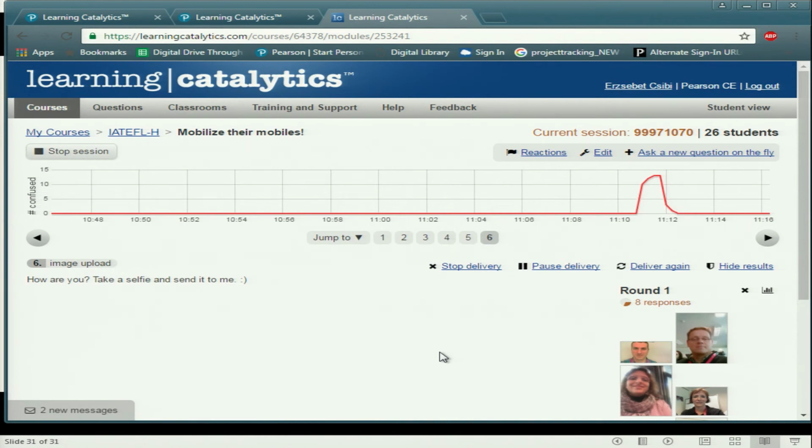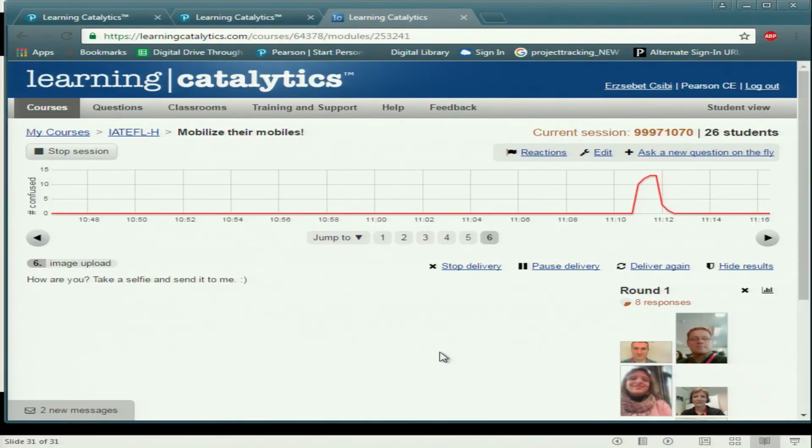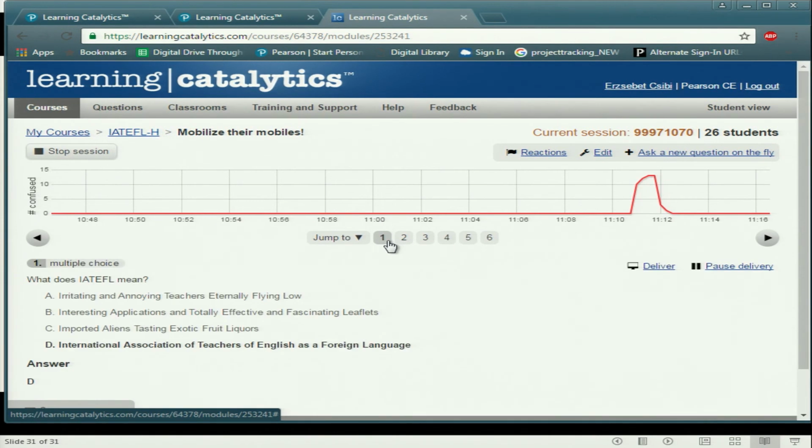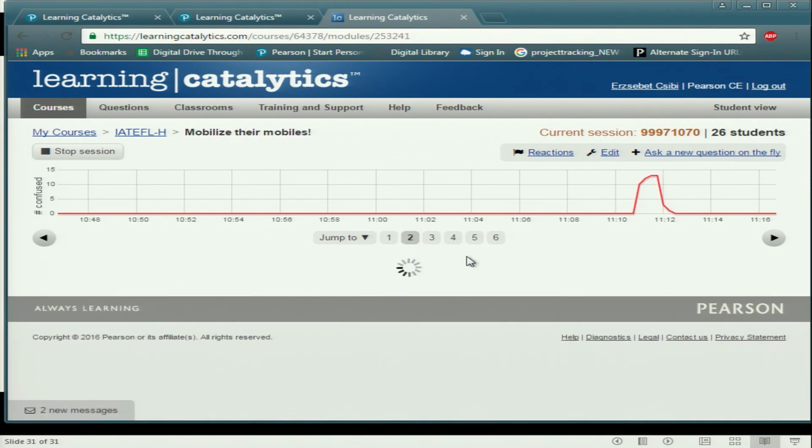That was at the 11th minute of using Learning Catalytics, and in my lecture, you didn't understand something. So where was I then? Okay, just to show you some other things, the first question was, what does IATEFL mean? That took the longest time, to find the wrong answers, just to make up the wrong answers.